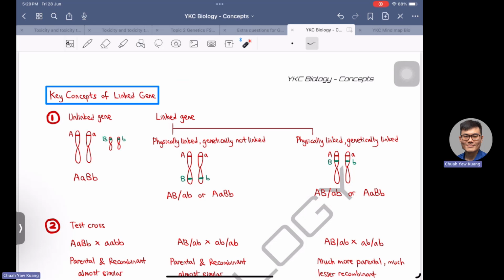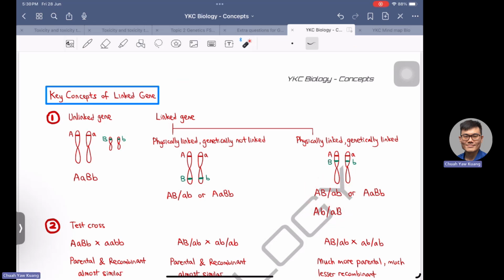So in questions on linked genes, sometimes it is quite confusing when we want to differentiate whether the big A, big B should be on the same chromosome, or the big A, small b should be on the same chromosome. Because sometimes we are not sure whether it should be written in this way or this way.